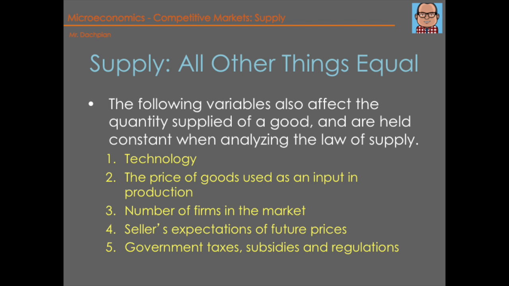Supply with all other things equal. There are 5 variables that also affect the quantity supplied of a good and are held constant when analyzing the law of supply. What would cause the supply curve to shift left, a decrease, or shift right, an increase, even though the price remains the same? The 5 variables are: 1. Technology. 2. The price of goods used as an input in production. 3. Number of firms in the market. 4. Sellers' expectations of future prices. And 5. Government taxes, subsidies, and regulations.